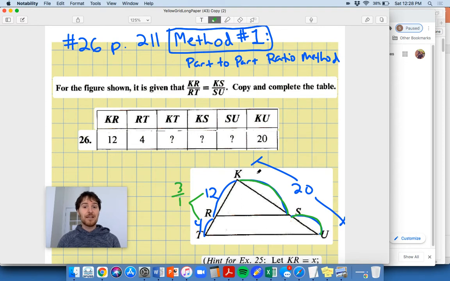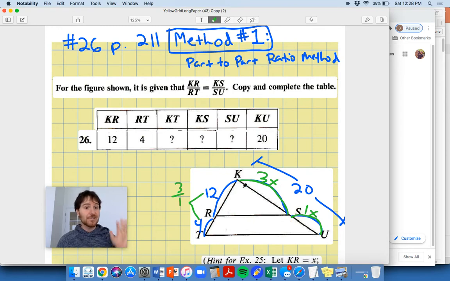Well, what can we do then? It's going to be a 3-to-1 ratio, so we can define this as 3x in length, and this is going to be 1x in length. 3-to-1 ratio. We don't know what x is. Once we solve for x, we'll know what Su is, then we just multiply it by 3 to get what Ks is.